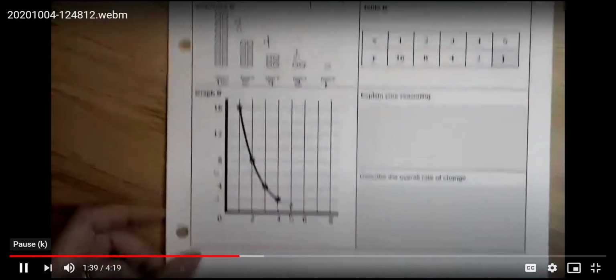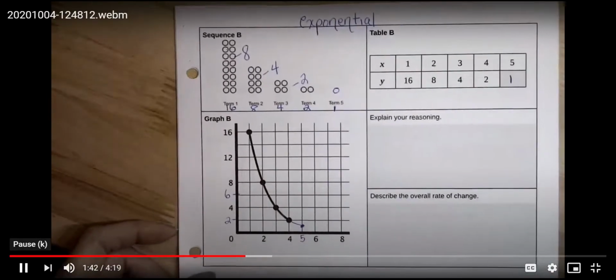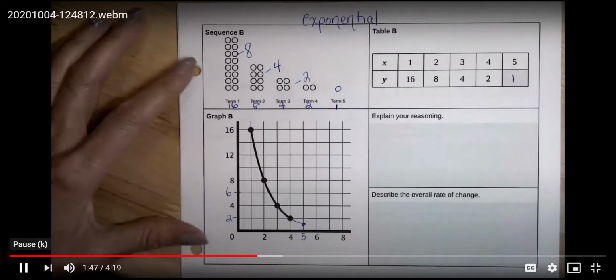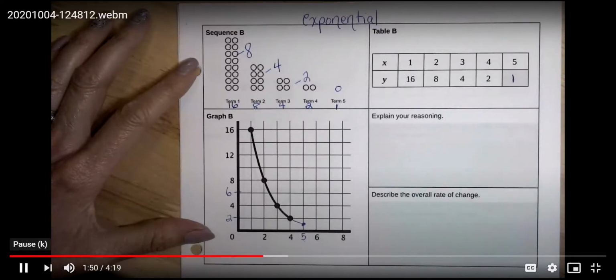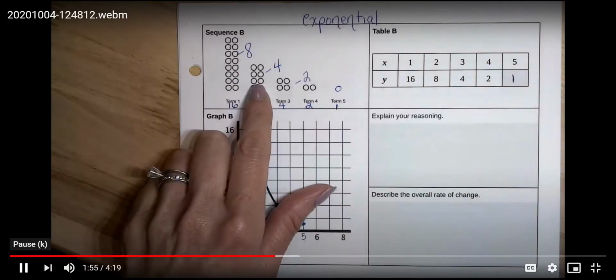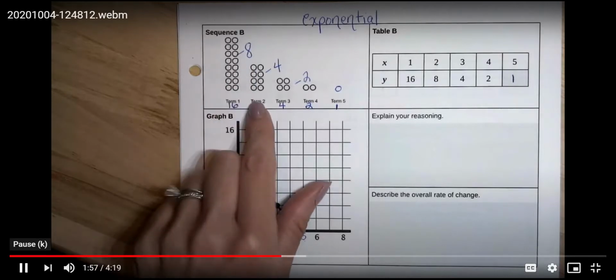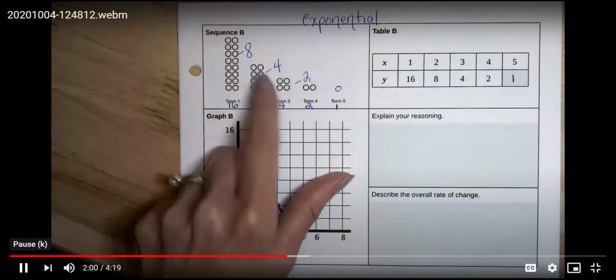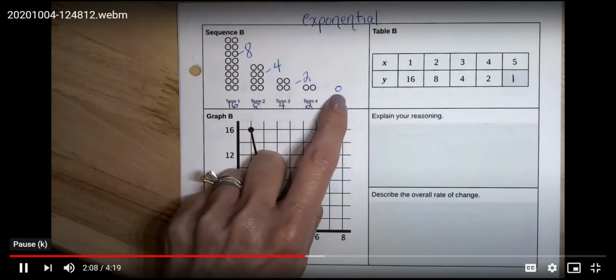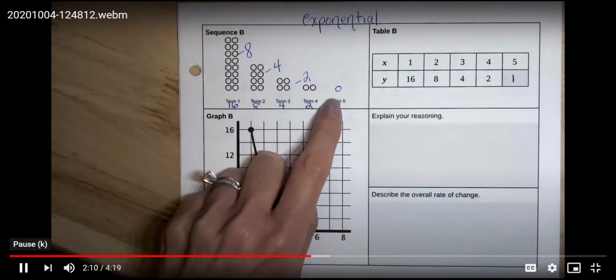The next pattern that we looked at was exponential. Sequence B, table B, and graph B represent exponential functions. To continue the pattern, this one is a little tricky. You have to take half of the circles each time. So from term 1 to term 2, the sequence went down by 8. Then it went down by 4. Then it went down by 2. So it's being cut in half each time. So half of 2 is 1. So there'd be 1 circle at term 5. Very tempting to put 0 there.